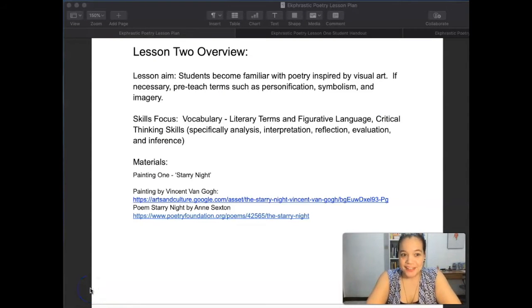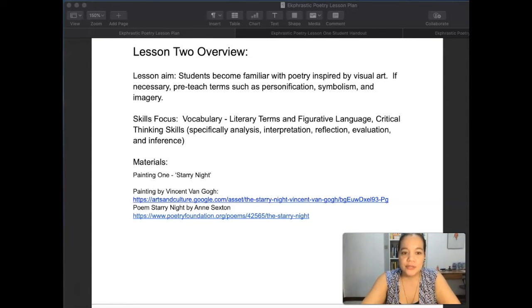Lesson 2. In this lesson, you and your students are going to talk about ekphrastic poetry specifically. So you will be looking at specific poems that go together with paintings and talking about why the poet wrote the poem that way and giving them ideas so that they can write their own acrostic poems.